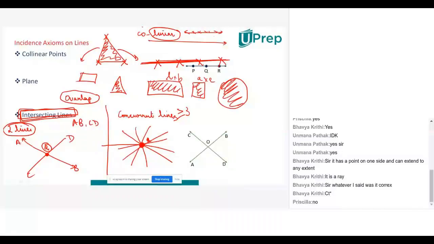If I give you a line and I say that there are 1245 points on the line, are they collinear? Your answer is yes. Is it clear? Yes sir. Yes. The only condition is that all the points should lie on the same straight line. Period. Cool?